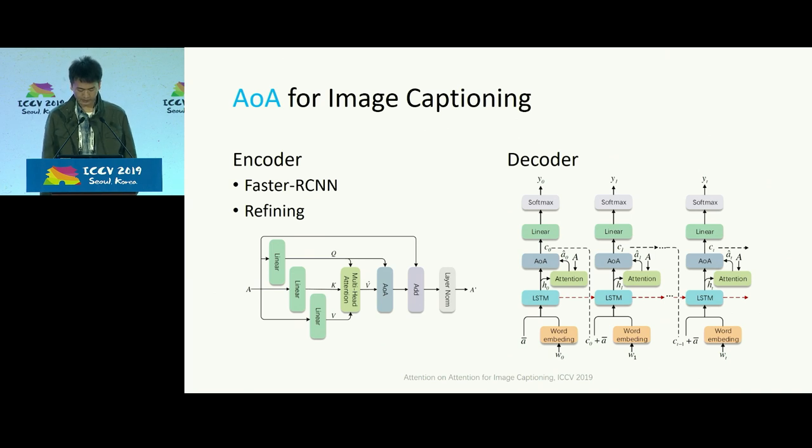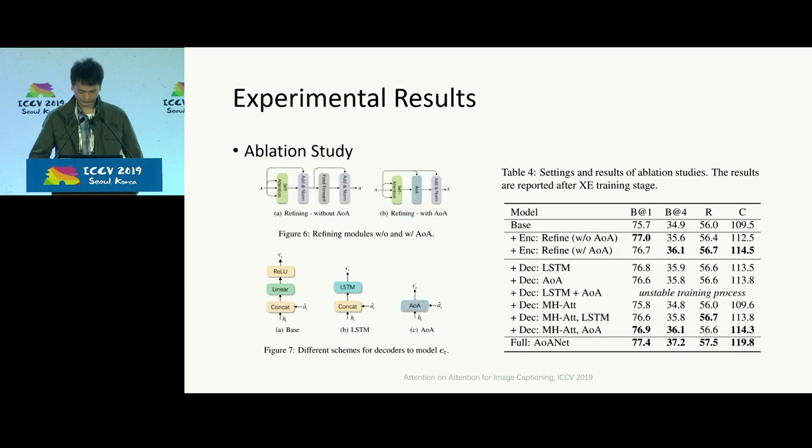We compare our method against a set of other models with different settings. We design three types of encoders, including the base, which does no refining of the features, the refining without AOA, which is like the transformer encoder, and the refining with AOA, which is the proposed method. We also have three types of decoders. A models the context vector using a linear transformation. B uses LSTM, and C applies AOA.